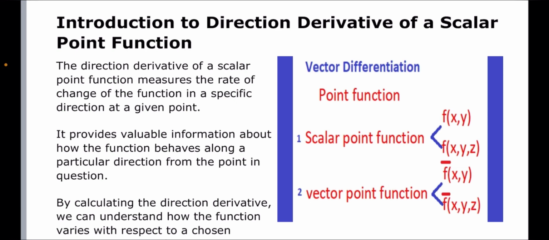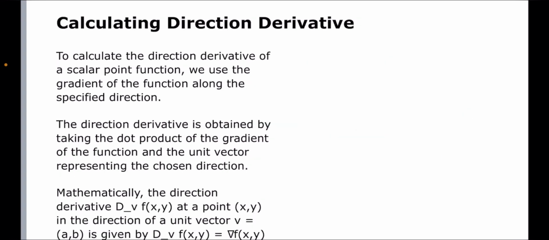vector. Differentiation of point functions: the first is the scalar point function. The scalar point function is divided into two, f of x y or f of x y z, and the vector point function is also divided as f bar of x y and f bar of x y z. Now, calculating the directional derivative.